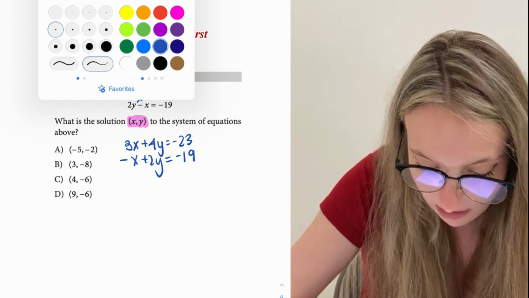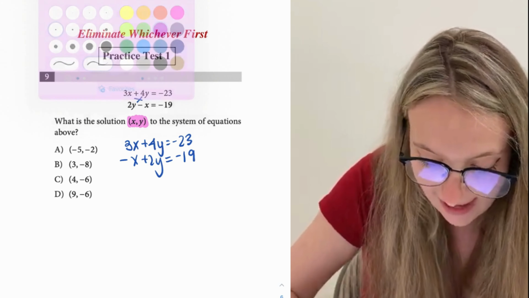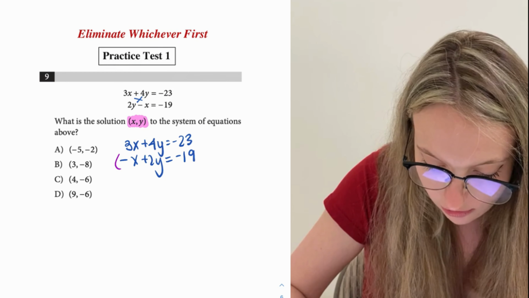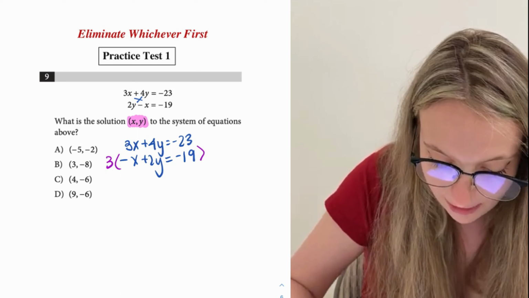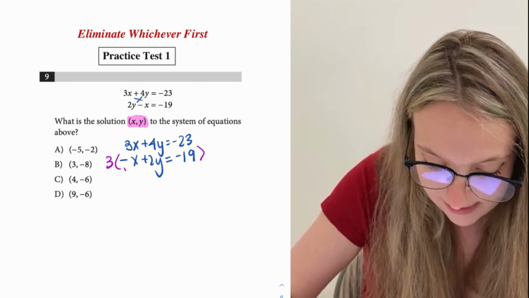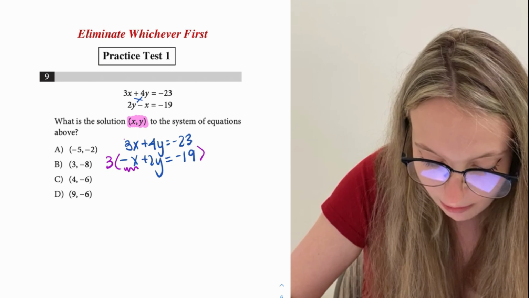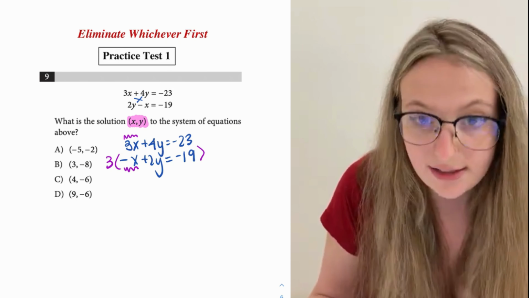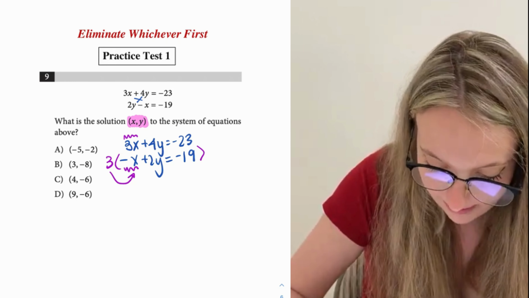All right, so I'm going to start out with eliminating the x's. I see an easy opportunity to do that. If I multiply this entire bottom equation by 3, this guy will become -3x, so that will cancel out with the positive 3x on top. So let's go ahead and do that.